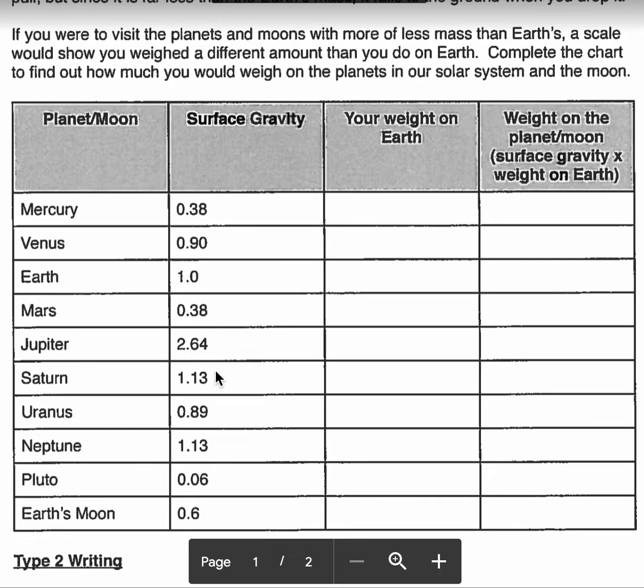Look at these numbers. If you were on Saturn or Jupiter, it would be 2.64 times your weight, or 1.13 times your weight. So if you went on Jupiter and you weighed 100 pounds on Earth, then on Jupiter you would weigh 264 pounds. If you're on Saturn and you weighed 100 pounds, you would weigh 113 pounds on Saturn. Whoa, that's pretty crazy, right? The larger the mass, the larger the gravitational pull, the more weight you would have on each planet.